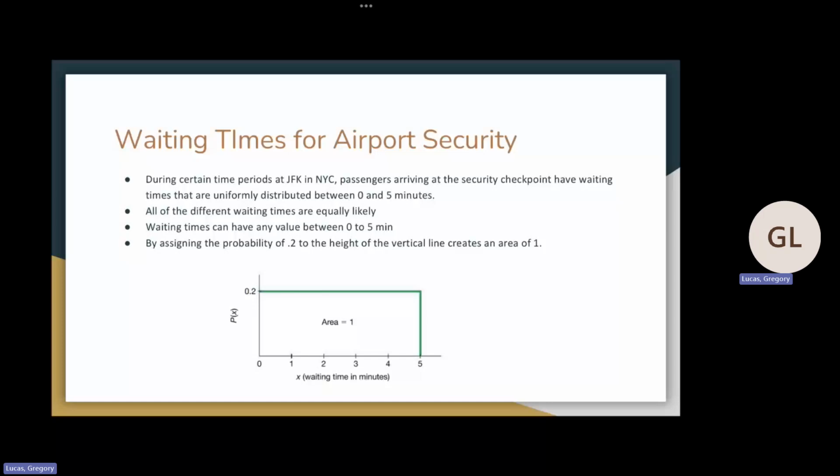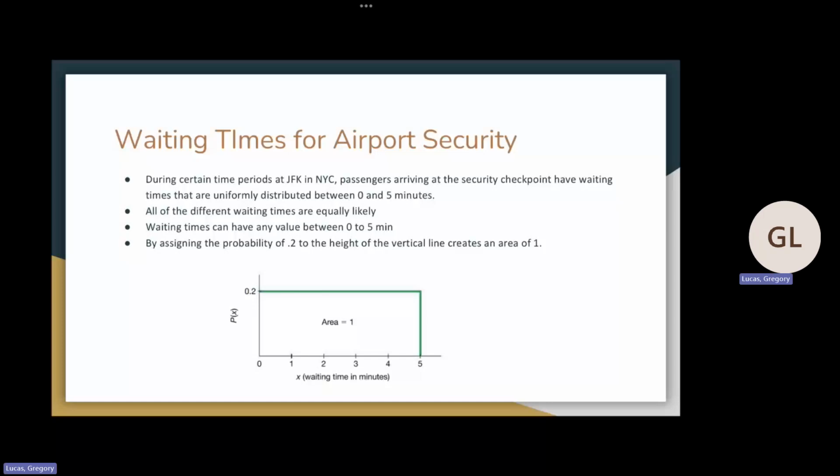All right. Let's look at an example. If we have waiting times for airport security, during certain time periods at JFK in New York, passengers arriving at the security checkpoint have waiting times that are uniformly distributed between 0 and 5 minutes. So clearly this is not true. It's probably between 0 and 2 hours, but if we assume it's between 0 and 5 minutes, all of the different waiting times are equally likely. Waiting times can have any value between 0 to 5.